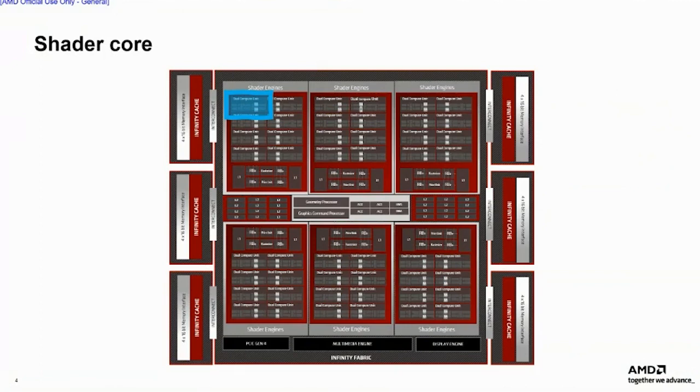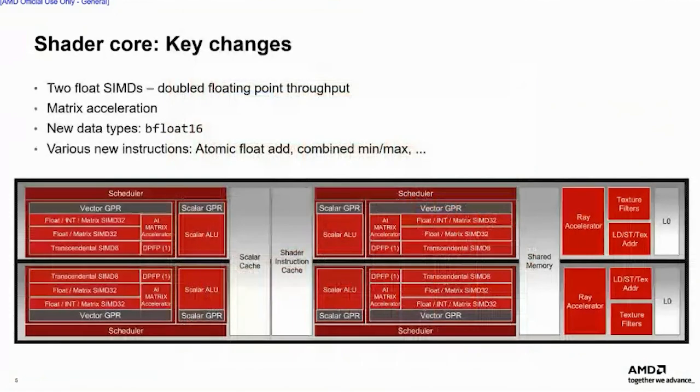So the first thing is the shader core, because that's the block which is repeated most often on the chip, and that's the one where most people are most interested in. So the shader core, that's how it looks like in hardware. So you can see there are a couple of schedulers, there's like vector registers and whatnot. And there are new things like matrix acceleration. There are new data types supported in the shader core. There are new instructions coming, atomic floats, for example, combined min-max and whatnot.